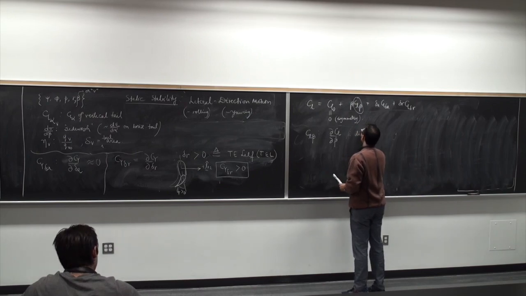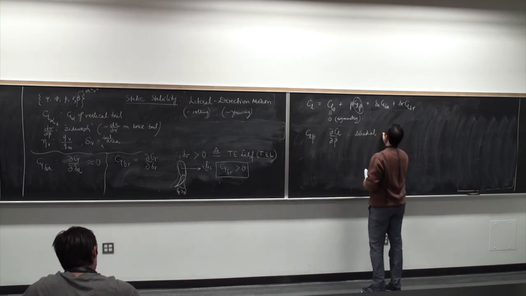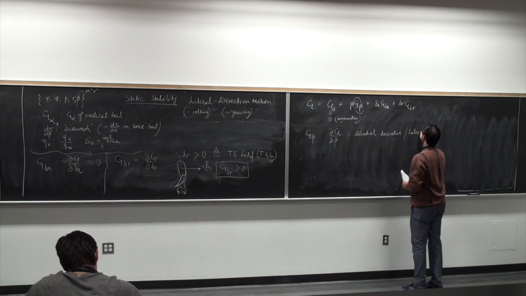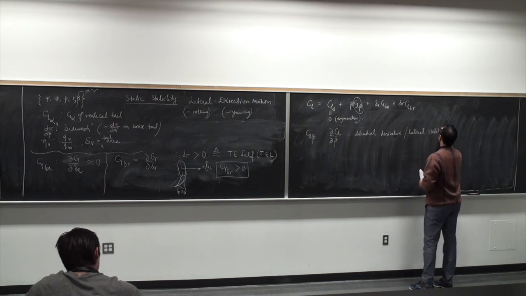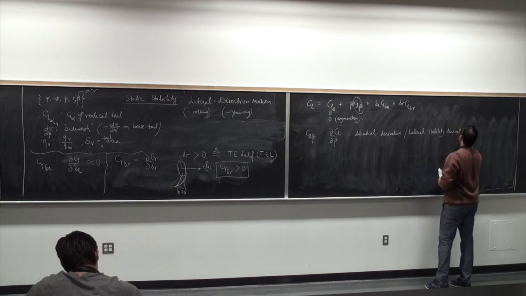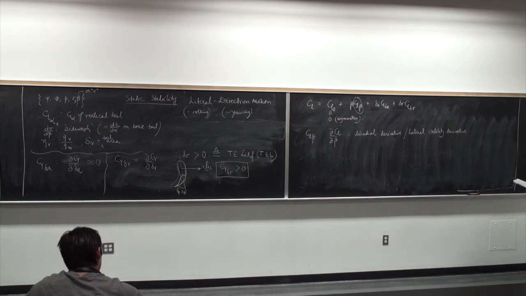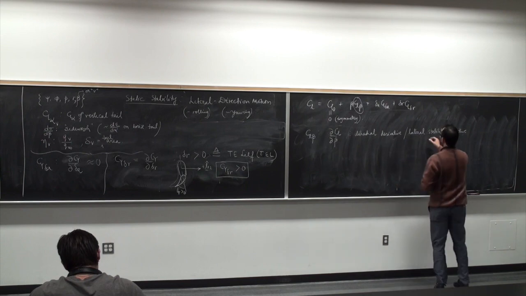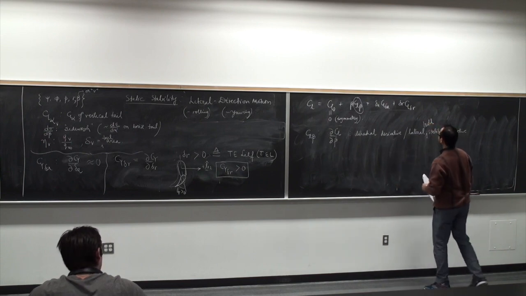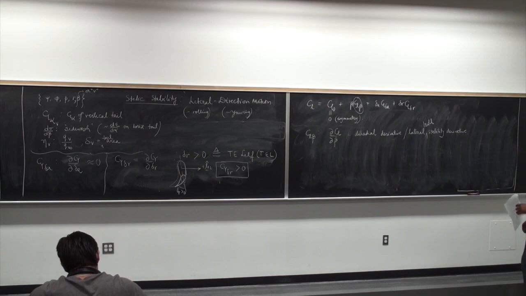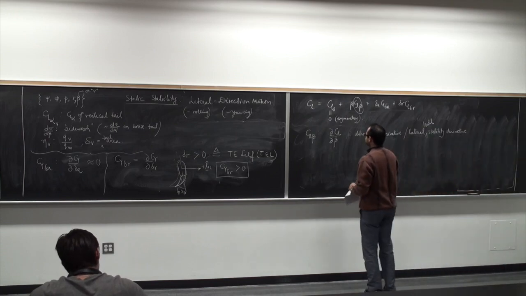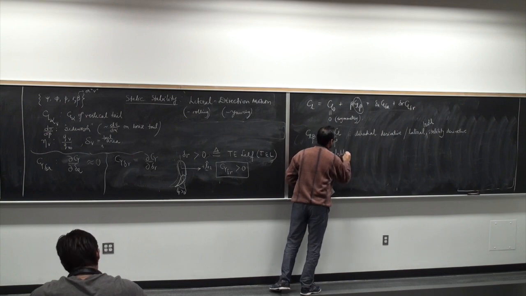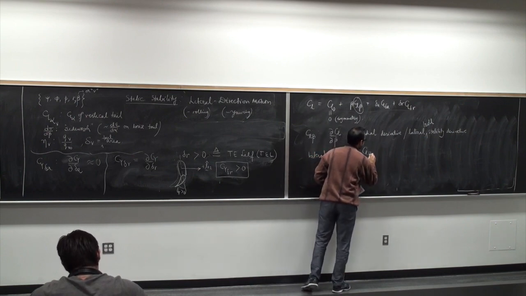This is called the dihedral derivative, lateral stability derivative, or roll stability derivative. The reason is that we'll see in a little bit that lateral stability requires that C l beta be less than 0.